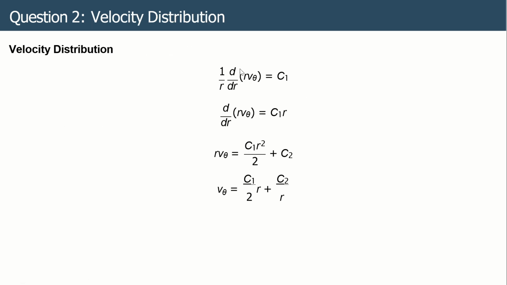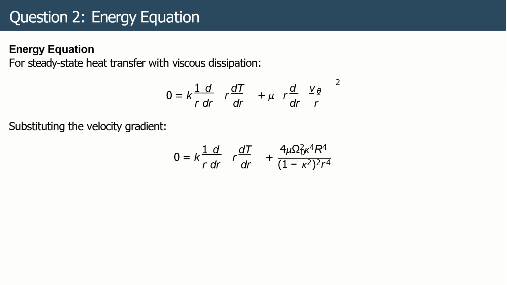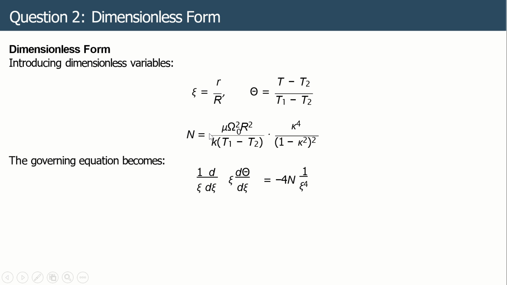Putting the value of C1 and C2 in this equation, we'll be getting the final velocity distribution for this question. Now the energy equation for the steady state heat transfer with viscous dissipation, we have this, and after substituting the velocity gradient into that equation, we'll be getting this equation.